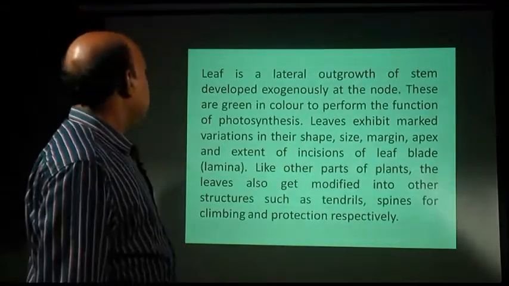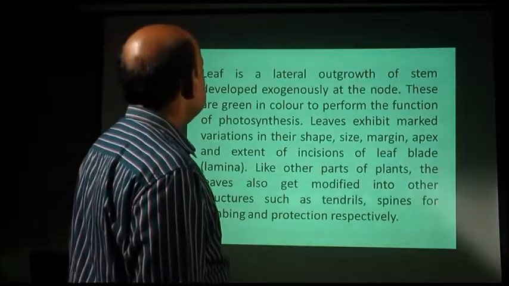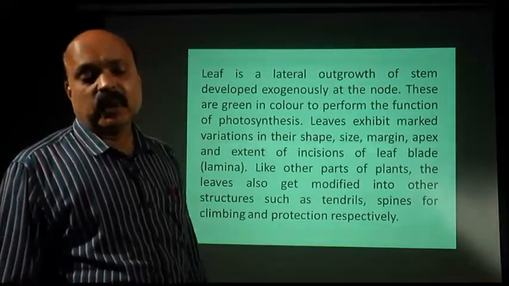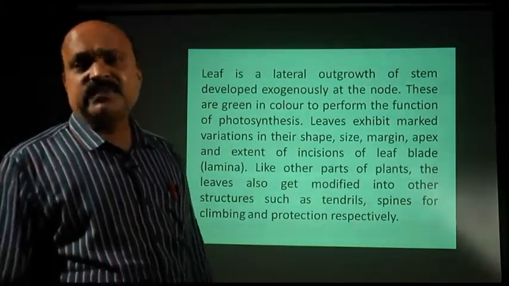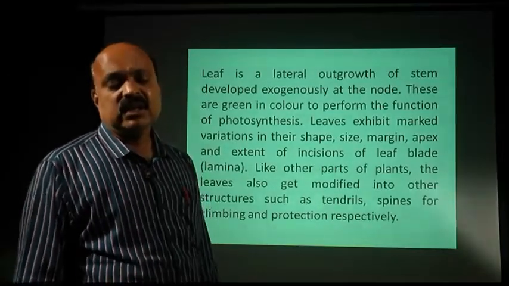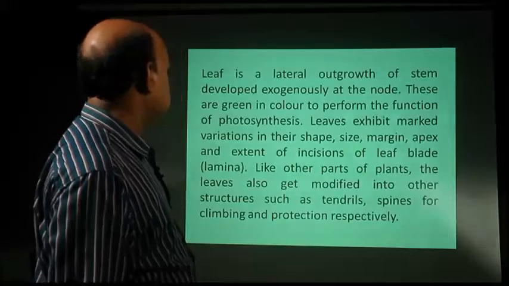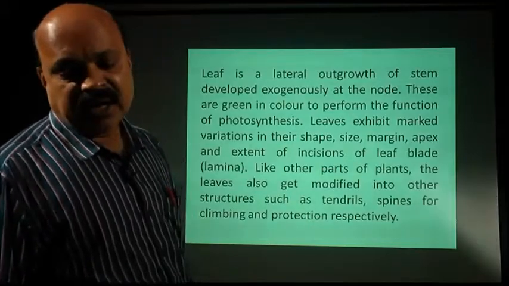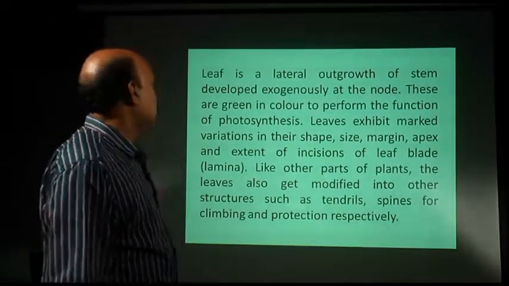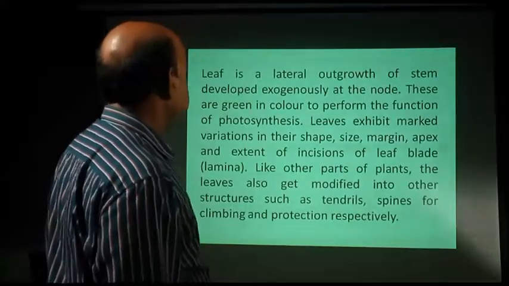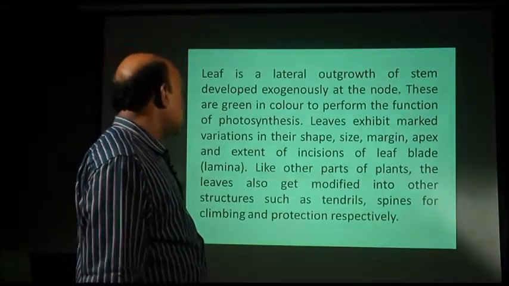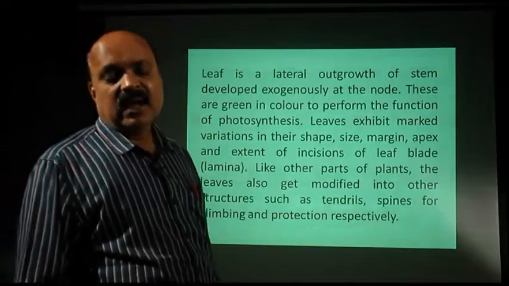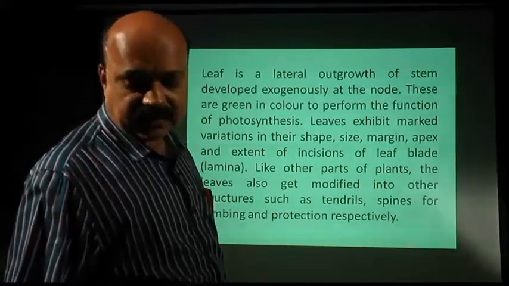Next is the leaf. The leaf is a lateral outgrowth of the stem developed exogenously at the node. It is green in color to perform photosynthesis. Leaves exhibit marked variation in shape, size, margin, apex and extent of incision of the leaf blade, that is, the lamina. Like other parts of plants, leaves also get modified into other structures such as tendrils and spines for climbing and protection respectively.